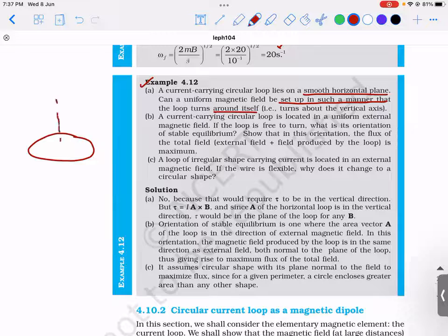So it is lying. Can a uniform magnetic field be set up in such a manner that the loop turns around itself? If it has to revolve, we need to produce a non-zero torque.